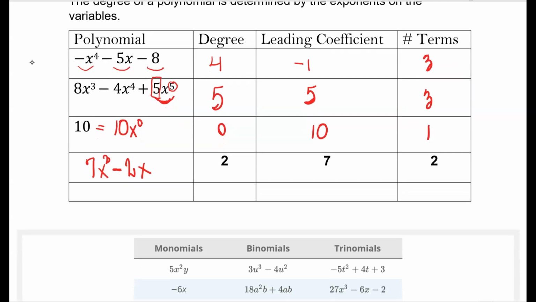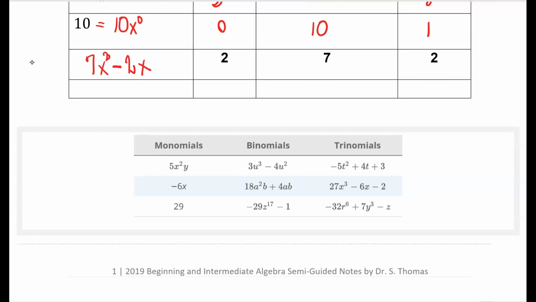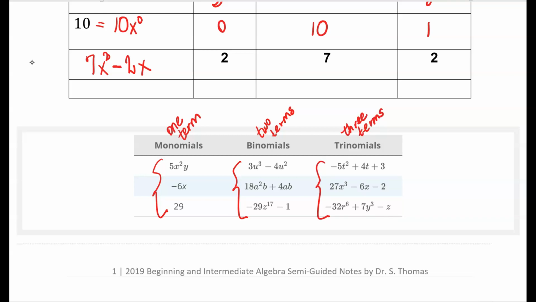Now let's talk about 1 term, 2 terms, 3 terms. When you have 1 term, it's called a monomial. So these are some examples of monomials. Then 2 terms are called binomials. So here in the middle column we have examples of binomials because there are 2 terms. And then 3 terms are called trinomials. And this last column, you have examples of polynomials with 3 terms.